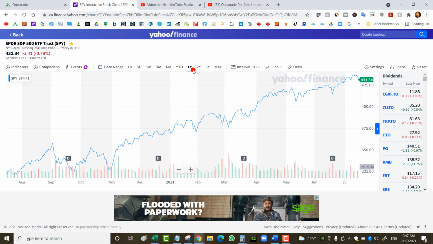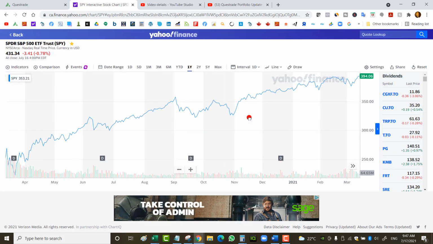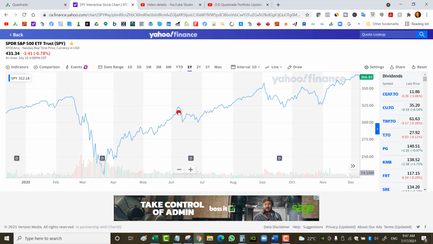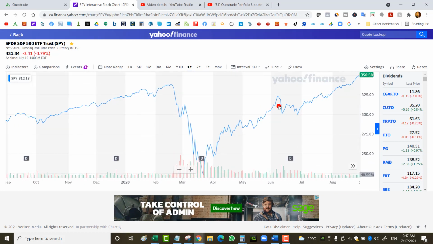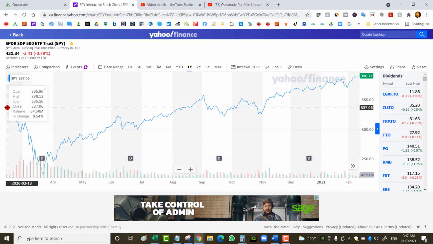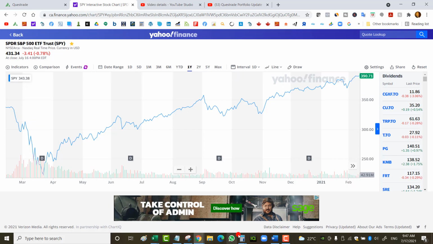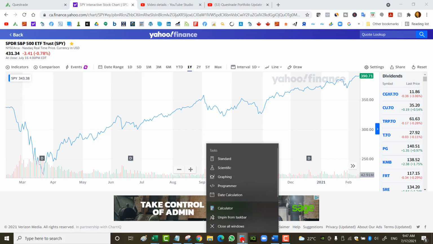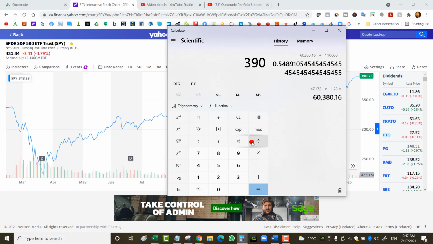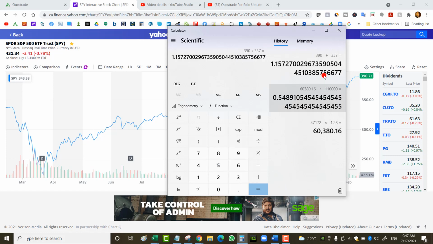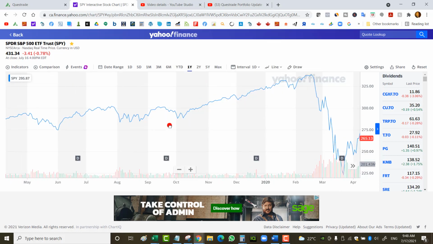Now I'm looking at the chart for a 1 year period, but if I just move it a bit and give myself another 1 year period, what if this was my 1 year period? If I had bought SPY at the beginning of the year here at 337, and then 12 months later it's at 390, that would have given me a return of 390 divided by 337. So that's a 15% return. What if this was my 12-month period?